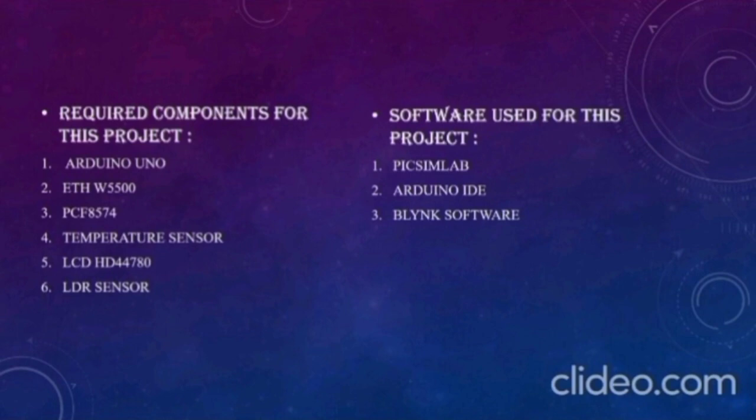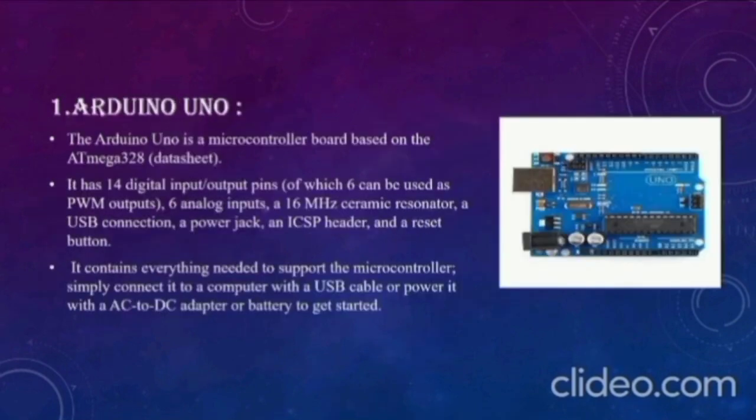Next, required components for this project. The first one, Arduino UNO, second ETH W5500, third PCF 8574, fourth temperature sensor, fifth LCD HD 44780, and sixth LDR sensors. Software used for this project is Proteus, Arduino IDE, and Blynk software.